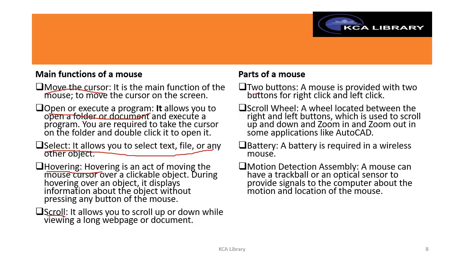These are the parts of the mouse. It has two buttons, right and left. Then the scroll wheel, which is always up. Then it has a battery, which is a bit down. It also has the motion detection assembly, which can have a trackball or an optical sensor to provide signals to the computer about the motion location.